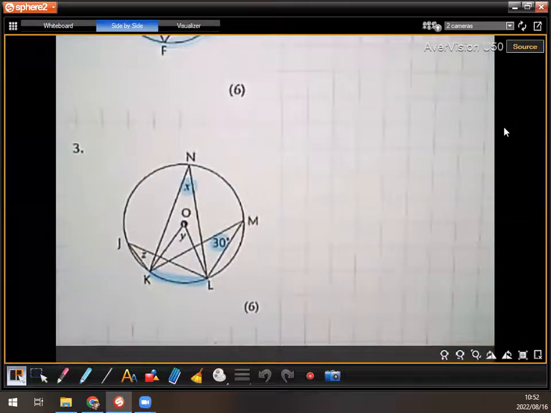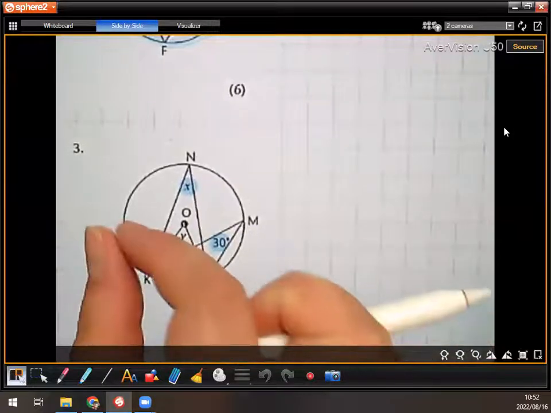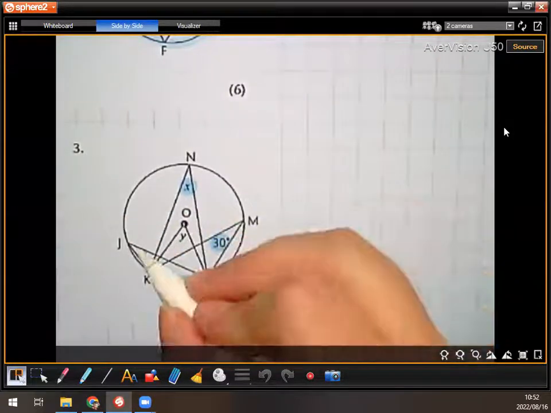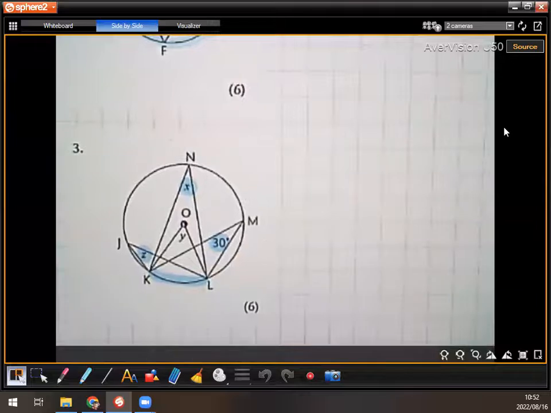So what does that mean? X is also going to be 30 degrees. Then what about Z? Isn't Z also subtended by KL? Yes, right? So Z is also going to be 30 degrees. And then Y?